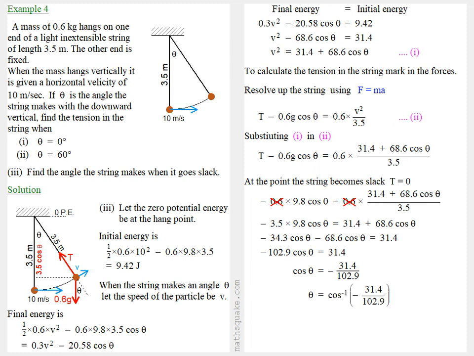Now theta is the inverse cosine of that, and if we work it out on a calculator, that gives theta is 107.767. So the string becomes slack when theta is 107.8 degrees.